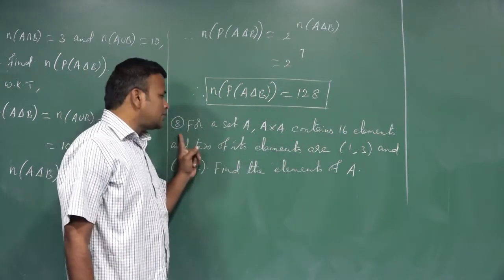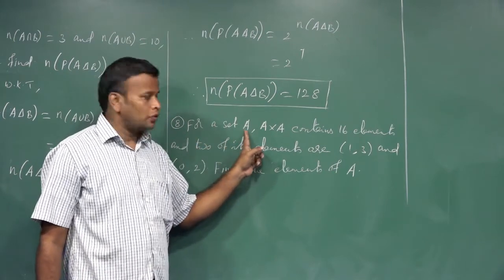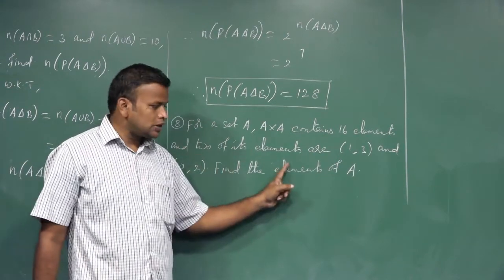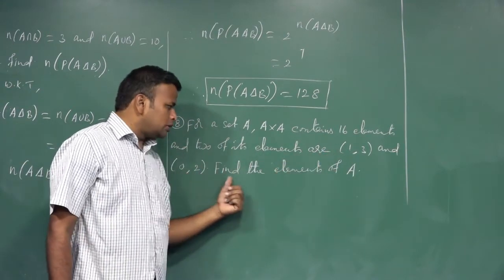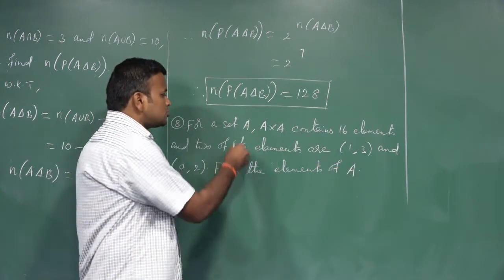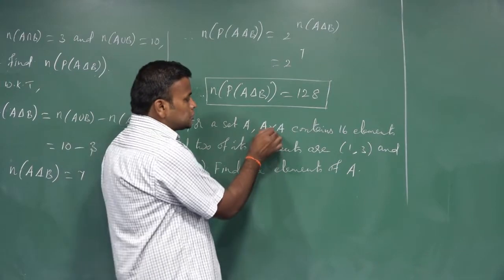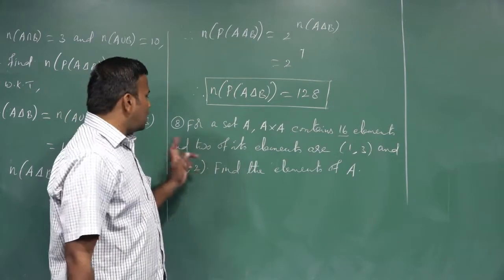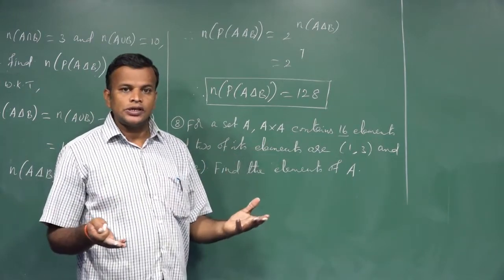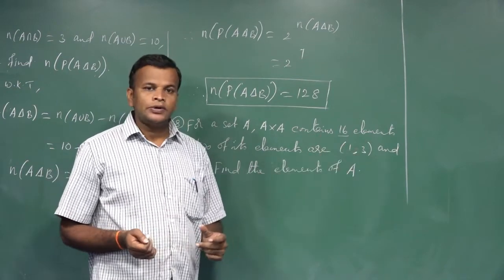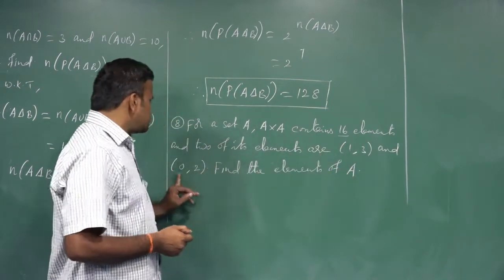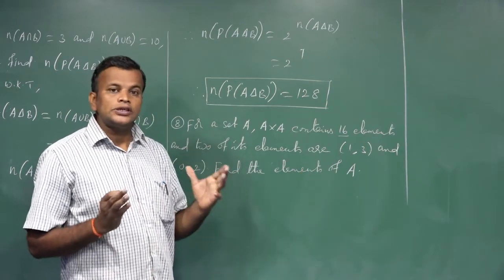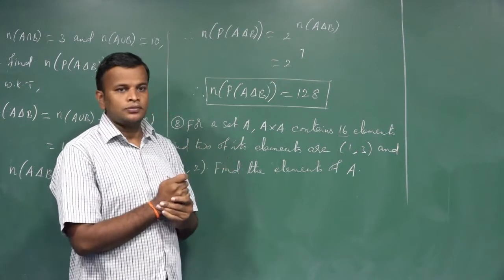Now the next one, 8.1. For a set A, A cross A contains 16 elements, and 2 of its elements are (1, 3) and (0, 2). Then find the elements of A. That is, A is one set, and the Cartesian product A cross A contains how many elements is important: 16 elements. Totally 16 elements are there. Out of the 16, 2 elements are given. The values are (1, 3) and (0, 2). Then our question is, find the elements of A. What are the elements of A? A has how many elements?